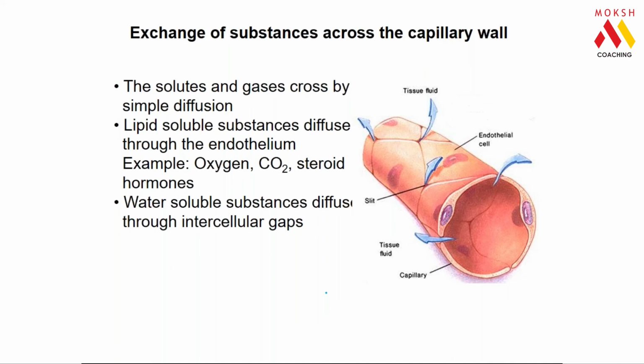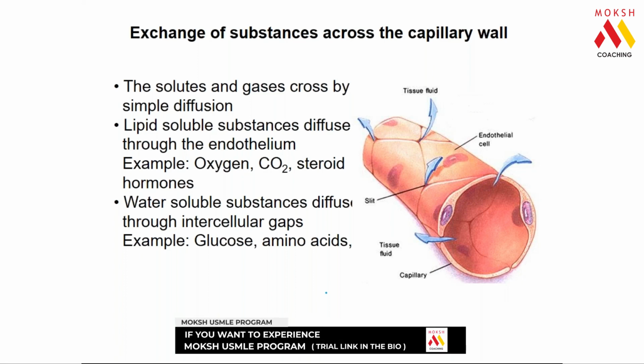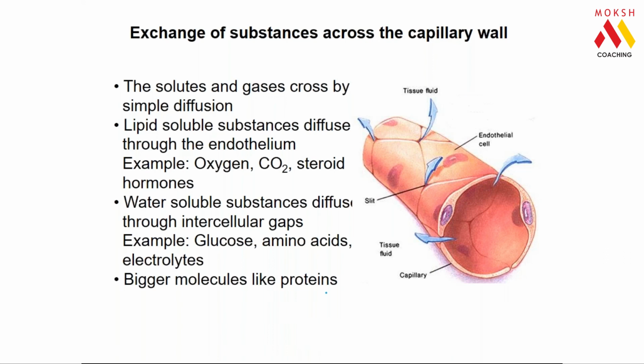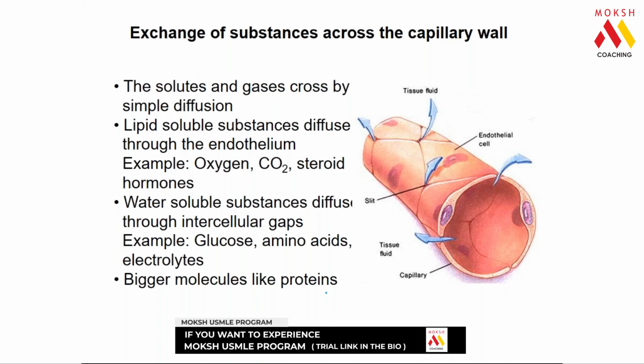Just like the understanding of the cell membrane that we had read, things like glucose and amino acids will simply diffuse through the intercellular gaps and cross into the tissue. So, we have lipid soluble substances like oxygen and carbon dioxide, and water soluble substances like glucose and amino acids. Every time we discuss general physiology, and right now also, we are at the same concept: the body does not allow protein to move freely. So the bigger molecules like proteins will not be able to diffuse through and cross the membrane.